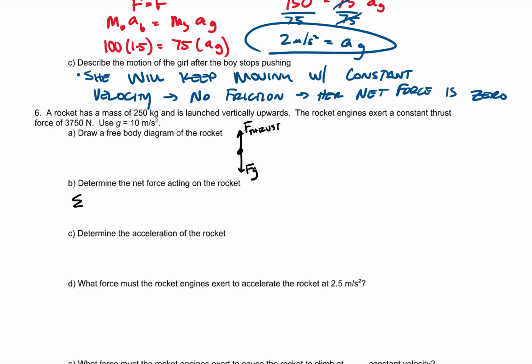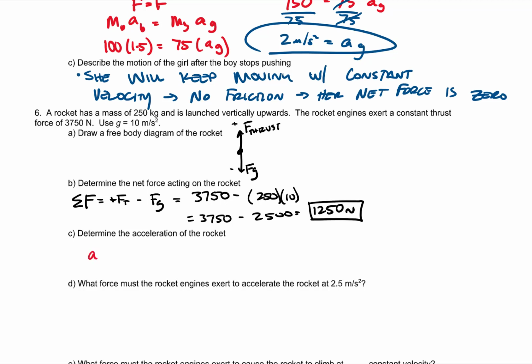So if I want the net force on this rocket, what I'm going to have to do is add my forces. Well, the thrust is positive, so we're going to add the force of thrust. We're going to subtract the force of gravity. Well, I got numbers for all that. Thrust we know is 3750. And the weight, the force of gravity, is the mass of the object, 250 kilograms, times 10 meters per second squared. So it's 3750 force minus 2500 weight, and that gives me 1250 newtons. That's the net force acting on the rocket.